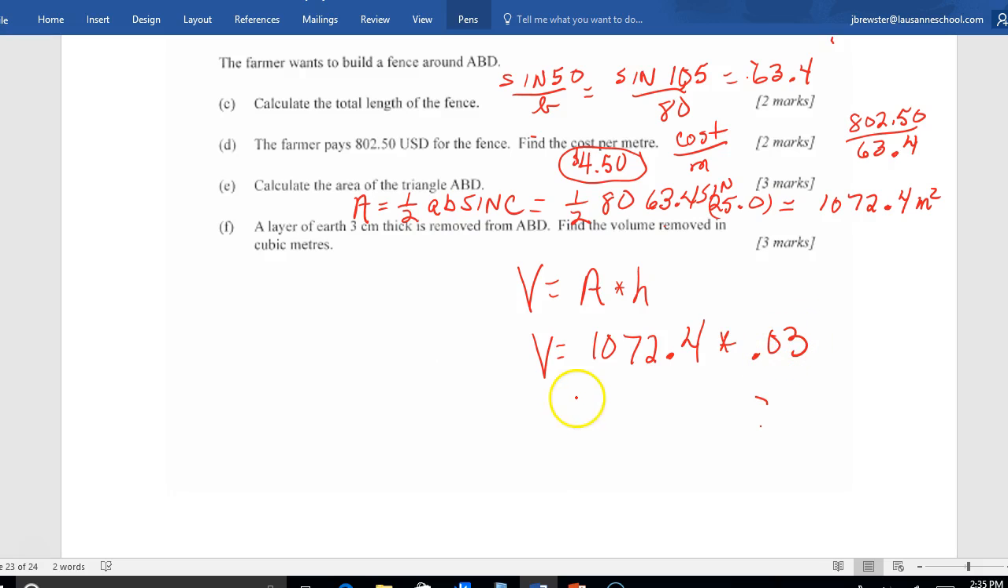So consider your units. Punch, punch. You get 32.2 cubic meters. Cubic because it's volume. And there's the answer to F. And we are done with problem number 4.